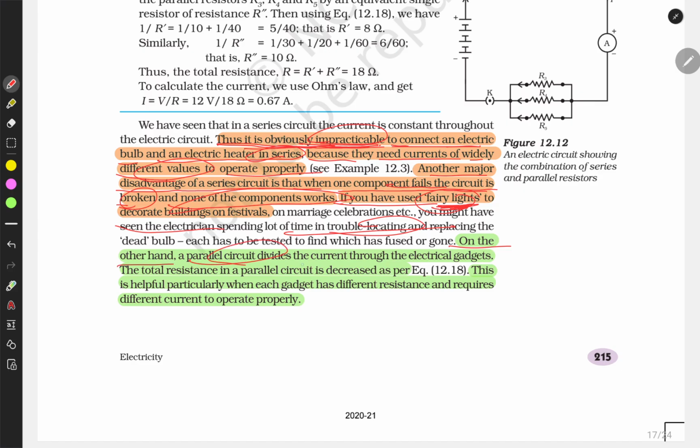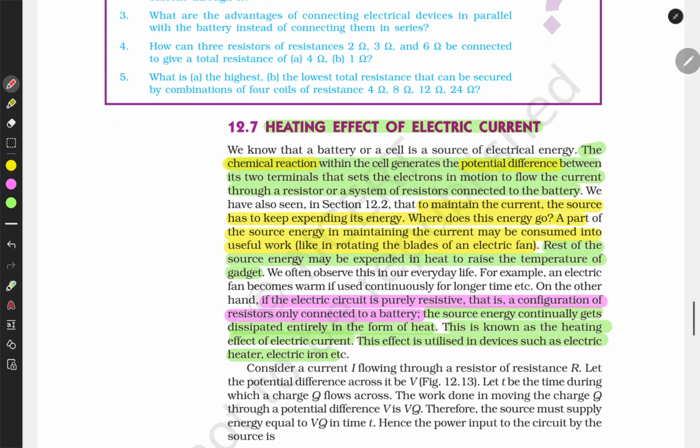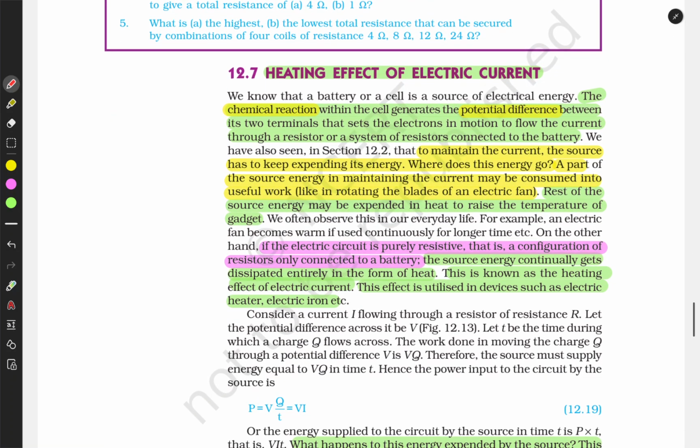On the other hand, parallel circuits divide the current through the electric gadgets. In parallel, they divide the electric current, and the total resistance in the parallel circuit decreases as per this equation. So total resistance will decrease. This is helpful particularly when each gadget has a different resistance and requires a different current to operate properly. So in our homes, wherever we need heavy lighting, we connect resistances in parallel.